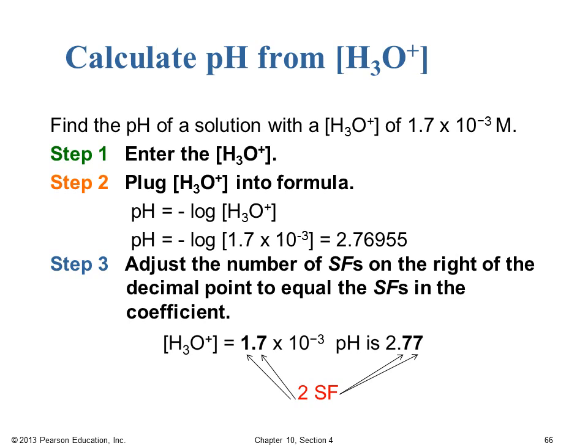So in this case, the pH is equal to the negative log of 1.7 times 10 to the minus 3. And that gives a long, big number of 2.76955, and so on and so forth. The last step is to figure out the number of significant figures you're allowed to report. Since the coefficient has two significant figures, your pH is allowed to have two decimal places in its final value, which would be 2.77.